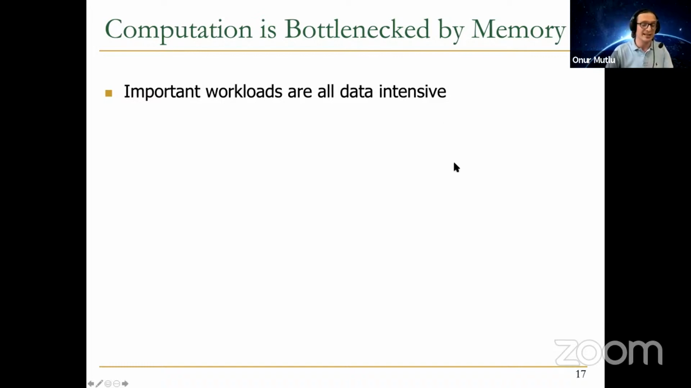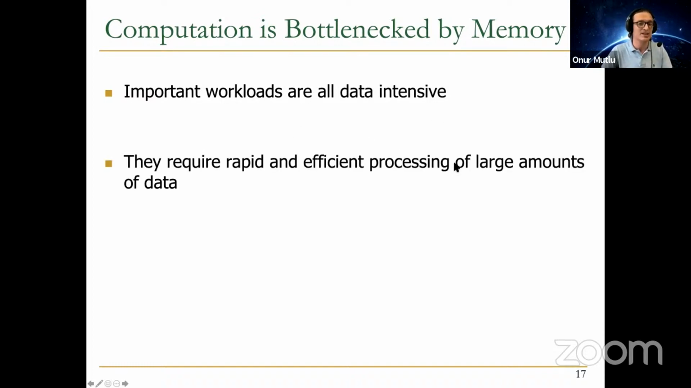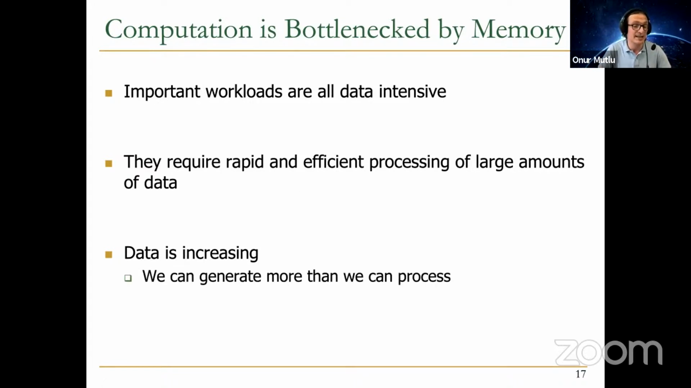Important workloads are all data intensive, and I give you examples from machine learning, for example. But we've also looked at other examples, vector processing, etc. I'm going to give you maybe a couple of examples without going into a lot of detail. And these workloads require rapid and efficient processing of large amounts of data, and data is increasing at the same time. So machine learning models today are actually taking in much, much larger amounts of data. So today we can generate more data than we can process.